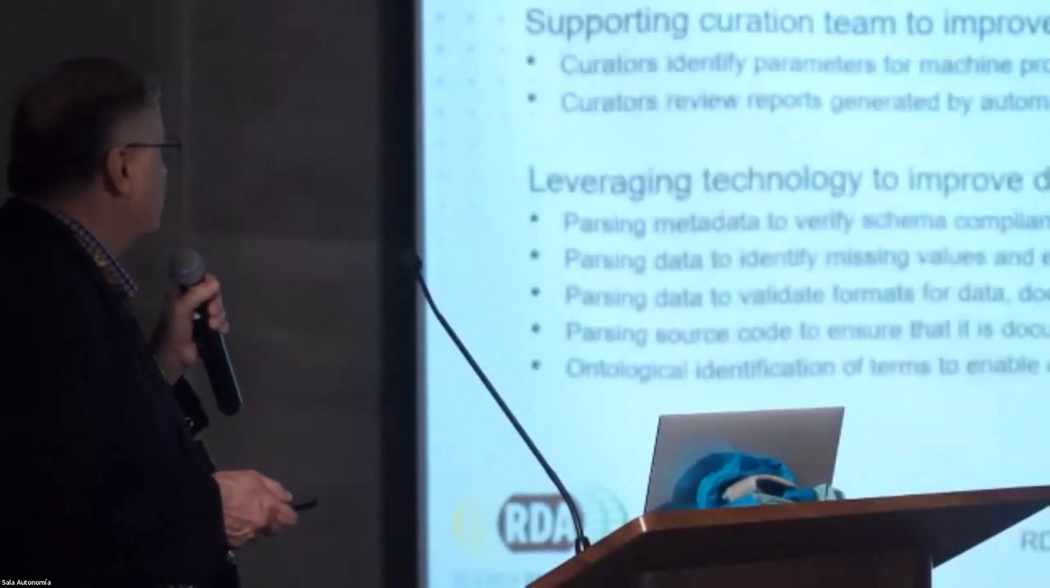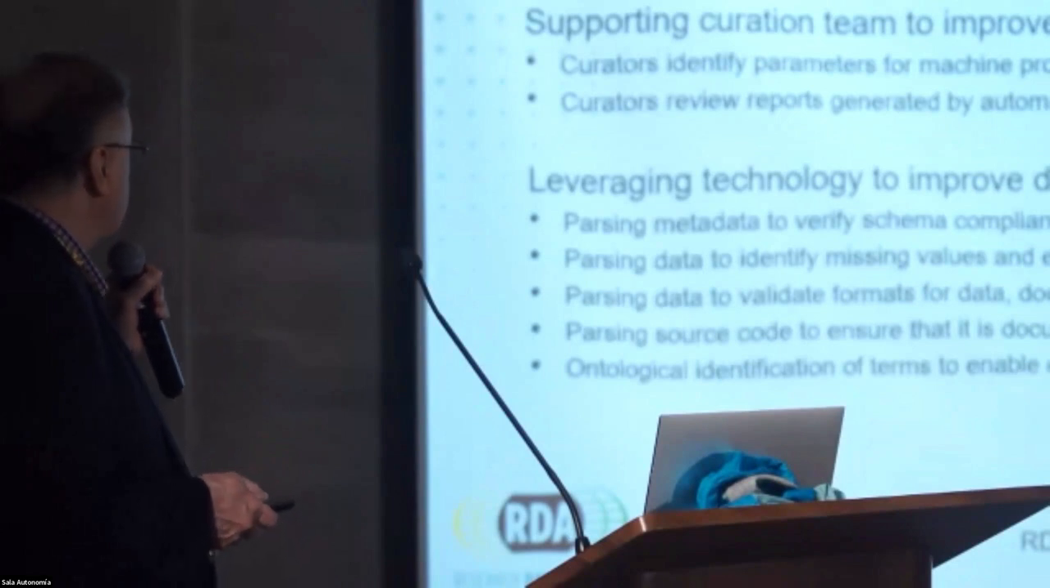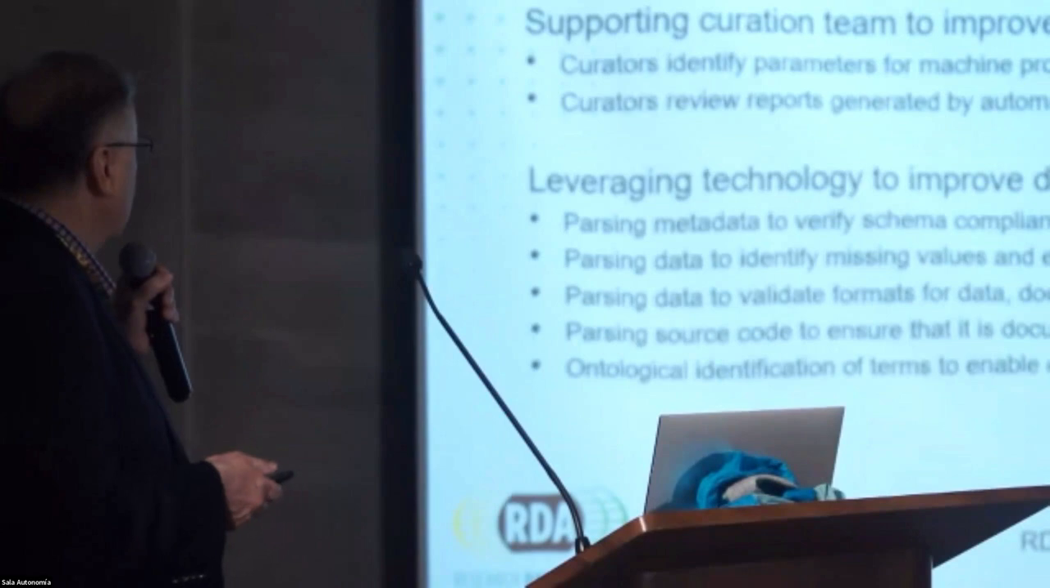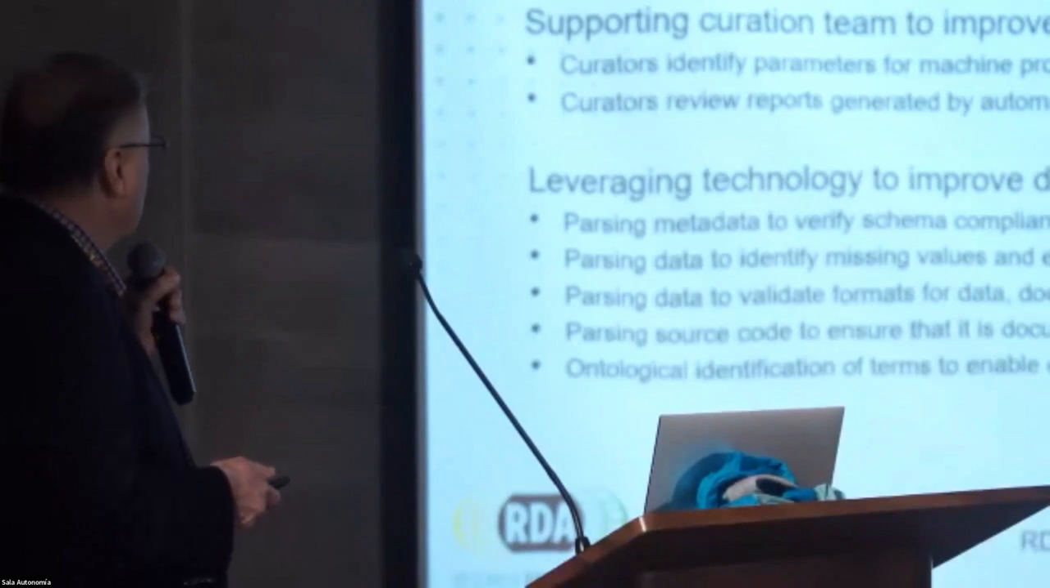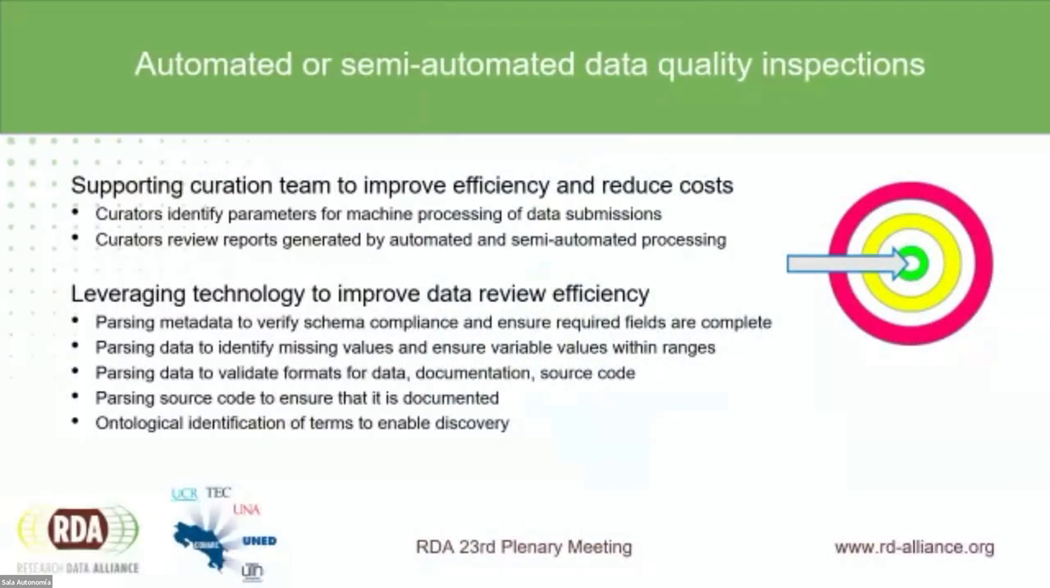So in terms of the automated or semi-automated data quality inspections, we want to have a curation team that is improving efficiency. Well, we want to support them to improve the efficiency and reduce costs. And so the curators can work to identify any parameters that are needed. And they can certainly review the reports generated by the automated or the semi-automated processing. And this way, with the help of the machine processing, we can ideally make that so it's less labor intensive.